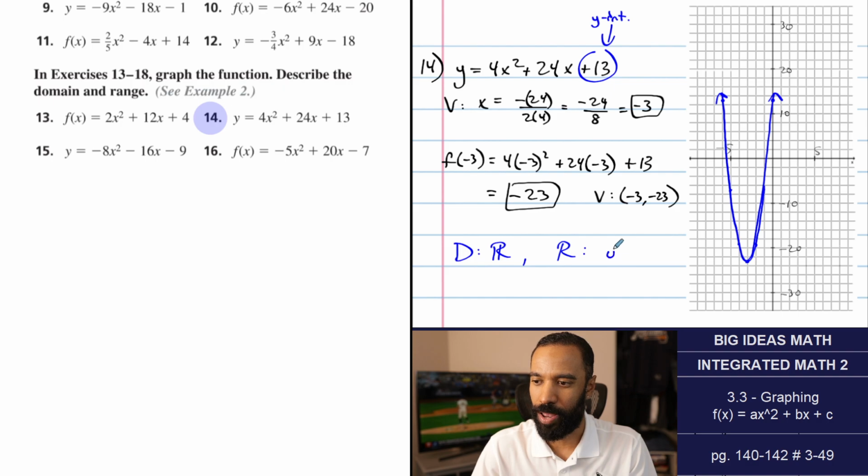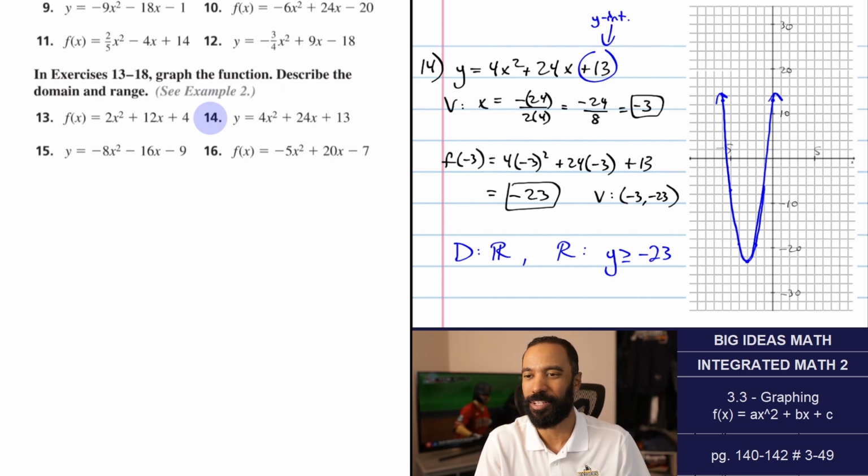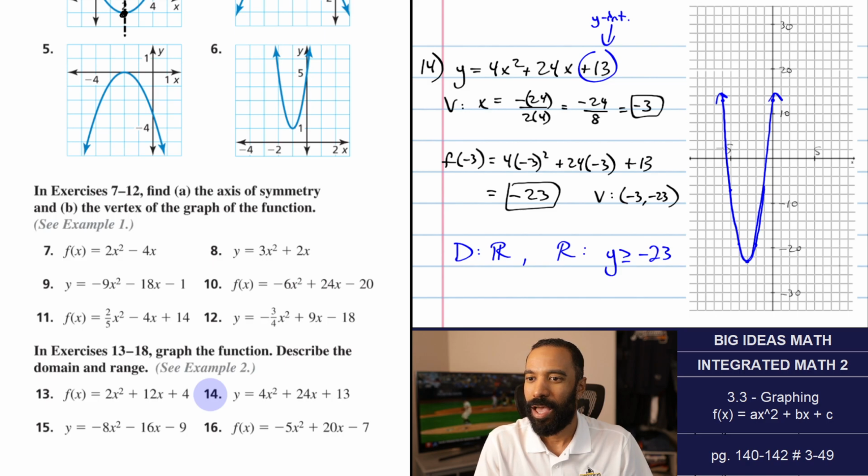Range, y is greater than or equal to negative 23. Please don't do that to me again. I already got myself a tall graph. I was supposed to do this and help us out. Let me keep this like this. I want to keep this side busy.